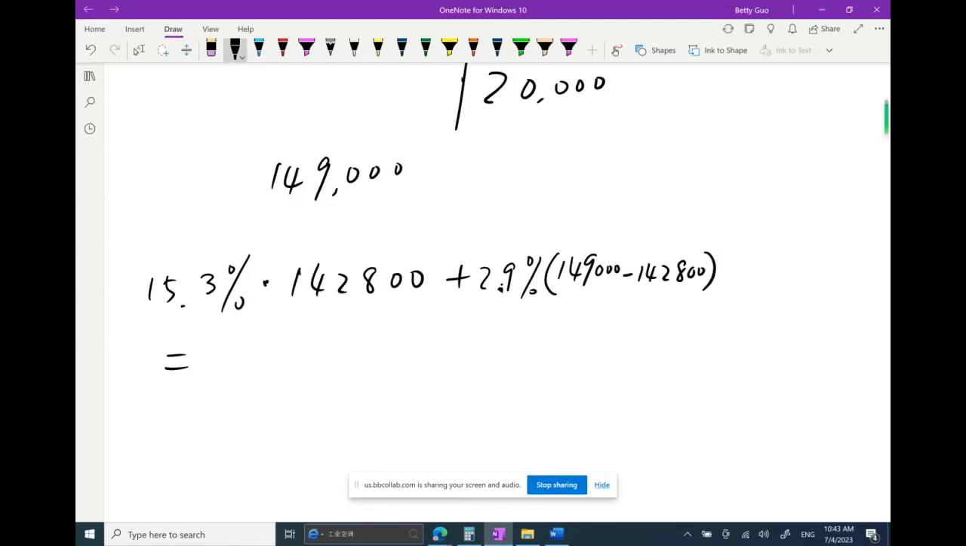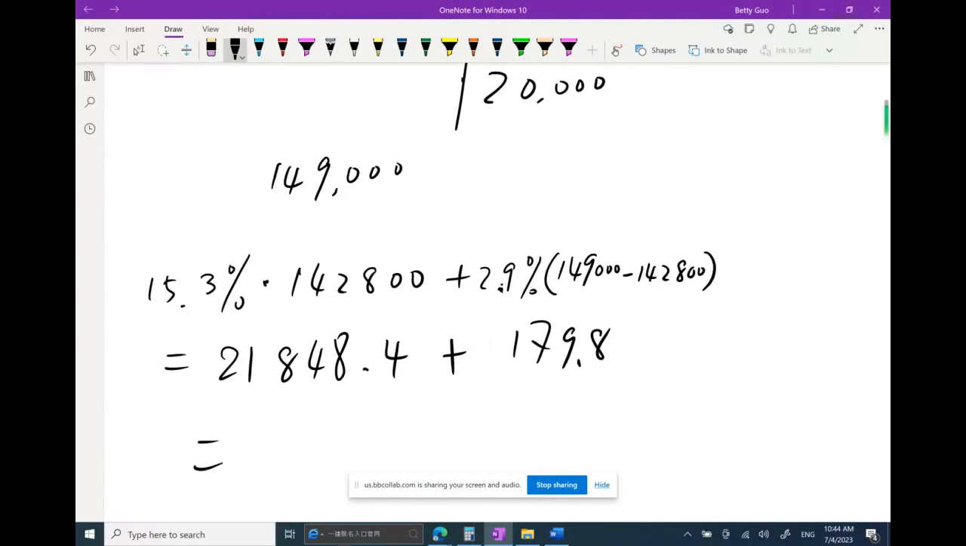15.3%, 0.153 multiplied by 142,800, and that product is 21848.4. All right, and in the parentheses we have 149,000 minus 142,800, and the extra money he's going to pay 0.029, 2.9% interest on that, and that money is 179.8.